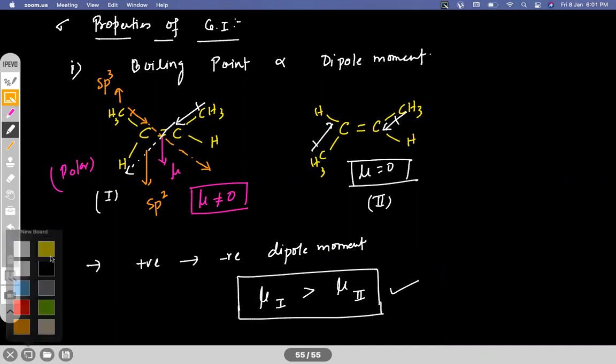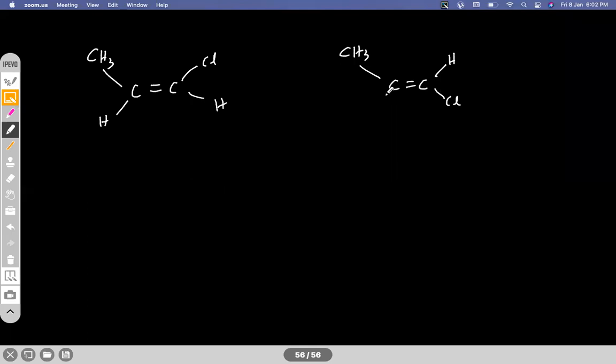Okay, here you see this example. Again, one more example I'll show you. CH3C double bond C, Cl, H, and H. Is GI possible in this? Is it possible? Here also it is possible. Could you tell me whether it is E or Z?